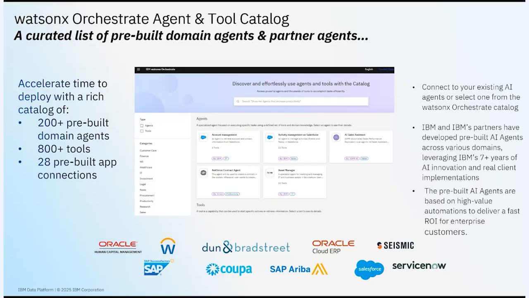These pre-built agents are the result of more than 7 years of applied AI innovation, refined through real-world client deployments across domains such as HR, procurement, finance, and customer support. They are optimized for high-value automation use cases, offering rapid return on investment while maintaining enterprise-grade quality, governance, and scalability. With watsonx Orchestrate, clients gain immediate access to a growing ecosystem of intelligent agents, enabling faster deployment, improved productivity, and more consistent outcomes across the business.